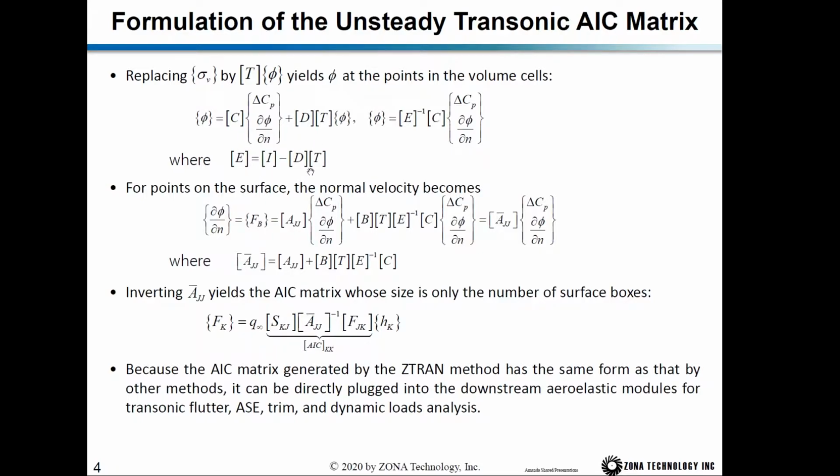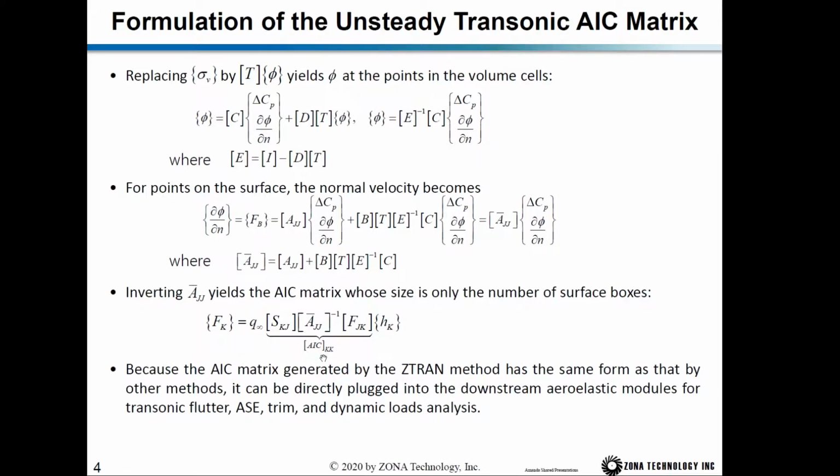the matrix E is shown here. For points on the surface, the normal velocity becomes HJ times delta Cp times the unknown source term, and also this matrix times the unknown delta Cp and the source term on the surface panel model. We combine those two matrices and call it AJJ bar. AJJ bar is shown here, and the AJJ, if we invert the AJJ bar and multiply by FJK times HK, which is the 60 degrees of freedom of the mode shape in KSAT, and pre-multiply by the integration matrix SKJ, we have the AIC matrix.